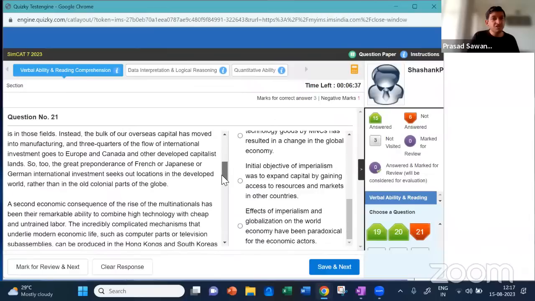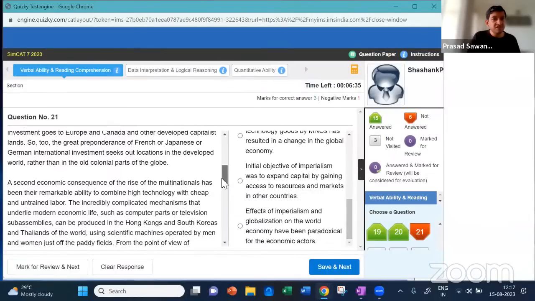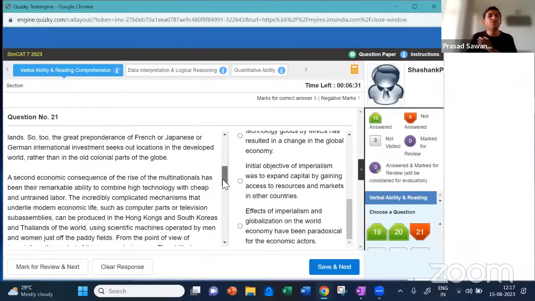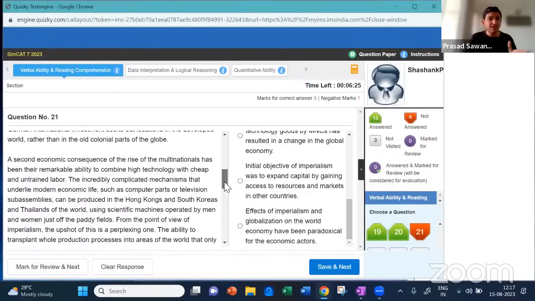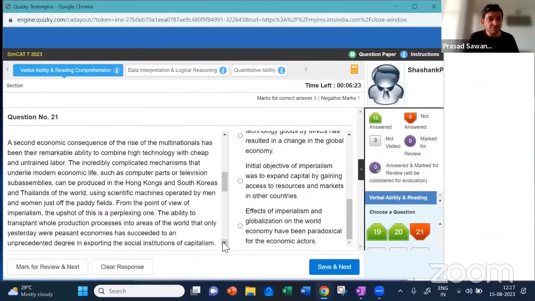So the great preponderance of French or Japanese or German international investment seeks out locations in the developed world rather than in the old colonial parts of the globe. Okay. So earlier they were going for resources, mining for resources and stuff. Here, I believe resources have all been exhausted. That's why they're going for capital goods and manufacturing things.